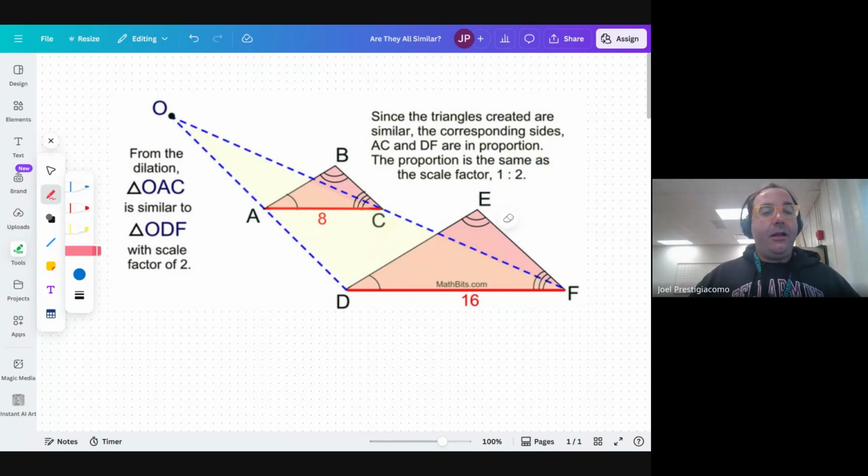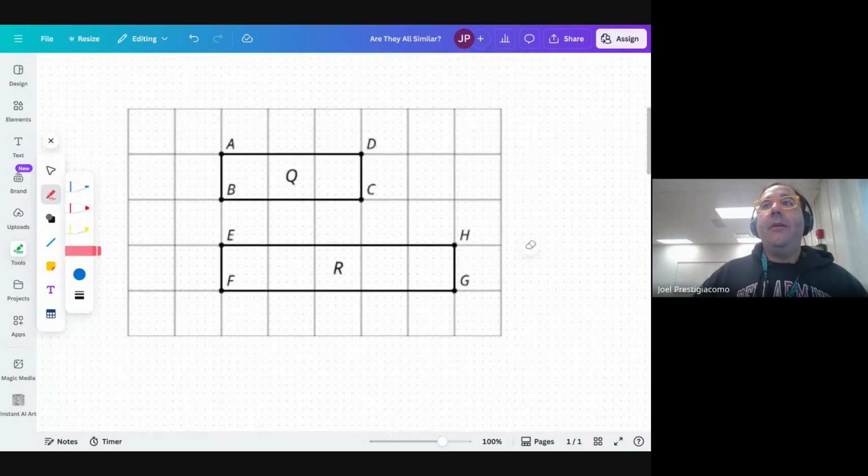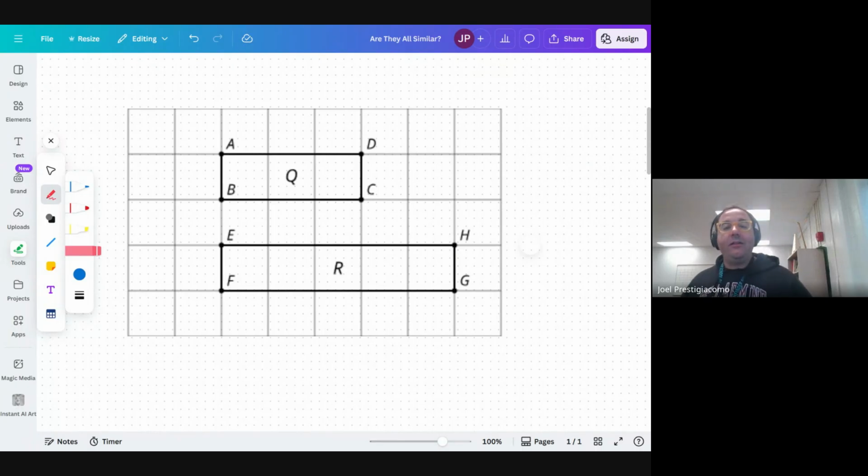So let's look at the assignment we have today and walk through some problems and how we can tell quickly if something is similar or not. From the Kendall Hunt lesson, we start off with this assignment and we basically say, are these similar rectangles? Are they? So when we look here, rectangles have all of the same angles in them.